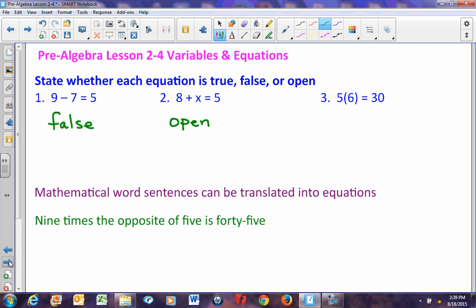Number 3, 5 times 6 equals 30. 5 times 6 does equal 30. 30 equals 30, so this would be a true equation.